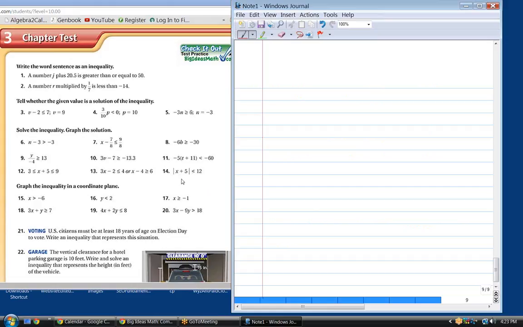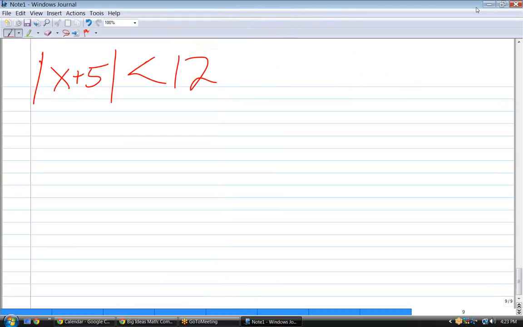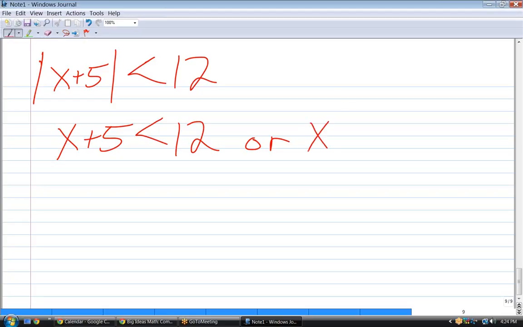Now, where it gets kind of interesting is where you have absolute value. This is a little different. Let's talk about this. When you have absolute value combined with inequalities, it means two things. It means x plus 5 is less than 12, or what? Would it be negative x minus 5? Never change what's inside the absolute value signs. Okay. So it's always the same, but now I have to switch the direction of the inequality and the sign on the number, like that.